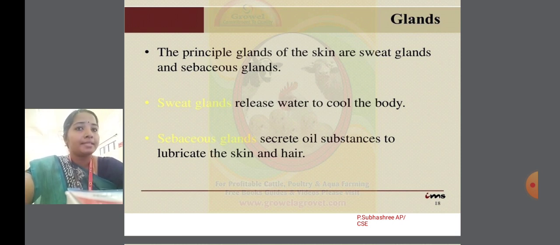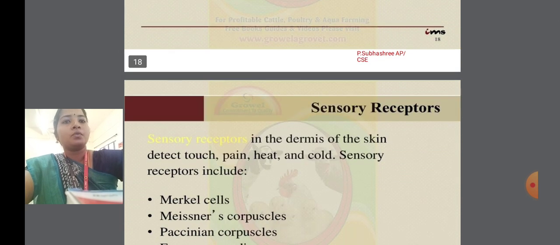So glands, in the sense, the principal glands of the skin are sweat glands and sebaceous glands. Sweat glands release water to cool the body, whereas the sebaceous glands secrete oil substances to lubricate the skin and hair. Okay, so what is the next thing?